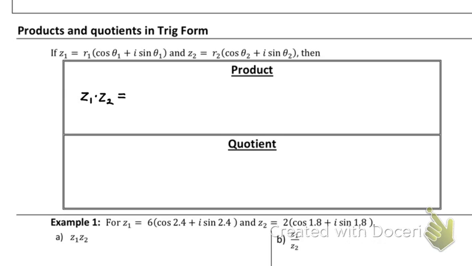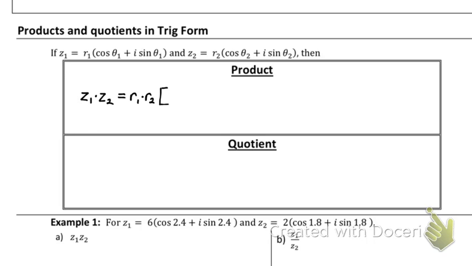That is going to equal r sub 1 times r sub 2. In other words, we're just going to multiply our two absolute values, magnitudes, or whatever our values are. Then we're going to open some parentheses. I'm going to use brackets just so I'm using two different. You can use parentheses. I don't really care.